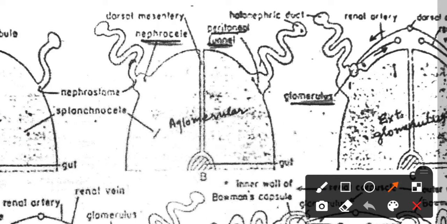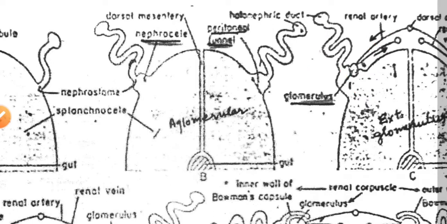the things can be collected from the coelom, from the splanchnocoele. They can be taken from the renal blood. They are taken into the renal capillary. This is the renal tubule, and those things will be going into the holonephric duct. So those will be excreted out. So this stage is called the external glomerulus stage.